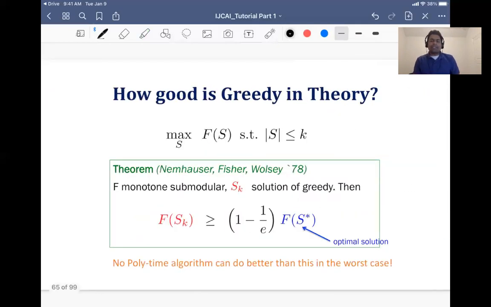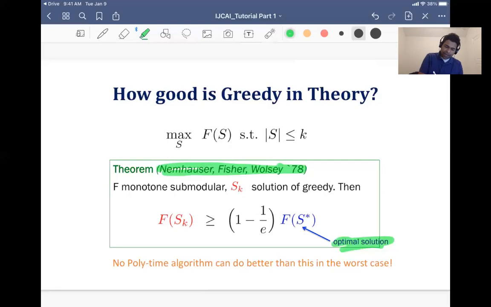All right. So how good is greedy in theory? This was a very old result by Nemhauser et al. in 1978, where they showed that a greedy algorithm satisfies f of S_k greater than or equal to 1 minus 1 over e of f of S star, and this is the optimal solution. They also showed that no polytime algorithm can do better than this in the worst case. So what this means is that in theory, this is the best we can achieve. This factor is roughly equal to 0.63 of the optimal.